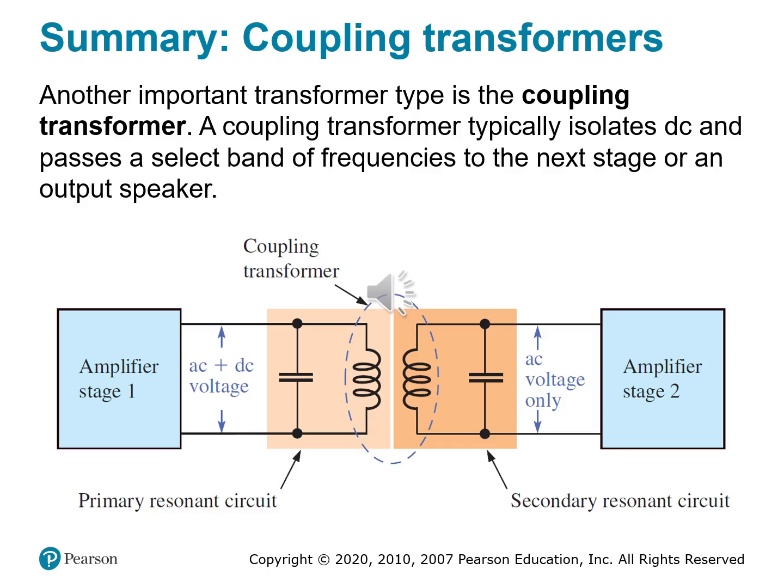We've got two amplifier stages. Stage 1 sends out a signal that includes both AC and DC components. A coupling transformer is placed between the two stages. On the secondary side, only the AC voltage is passed through to stage 2. And why? Because DC doesn't produce a changing magnetic field, so it doesn't transfer through the transformer. This means the transformer acts like a DC block while still transferring the useful AC signal.